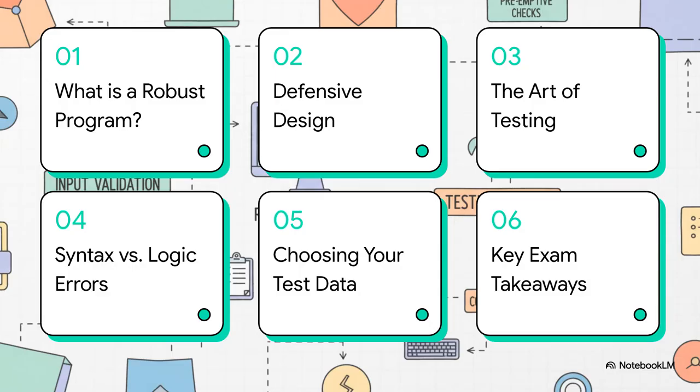First, we'll figure out what a robust program even is. Then, we'll look at building our code defensively from the ground up. After that, it's time to go bug hunting. We'll learn about testing, the different kinds of errors you'll find, and how to choose the right test data. And finally, we'll wrap it all up with the absolute key things you need to remember for that exam.